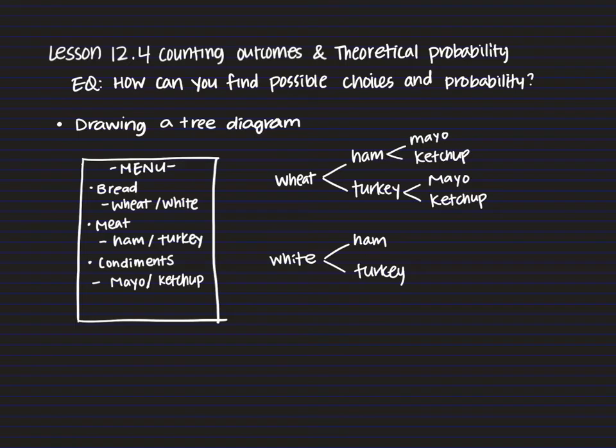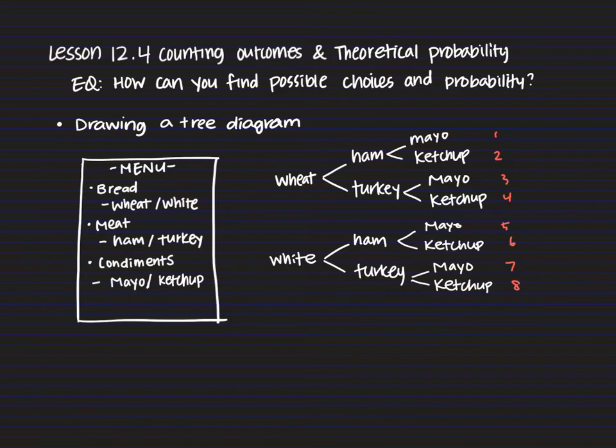Now the same rule applies to the white bread option. If you have white bread and ham, you're still going to have mayo and ketchup for your options. White bread and turkey, you still have mayo and ketchup for your options. So after I complete the tree diagram, I am going to have a total number of 1, 2, 3, 4, 5, 6, 7, 8 different options. So I have a total of 8 options. They're going to be slightly different, but none of them are going to be the same.